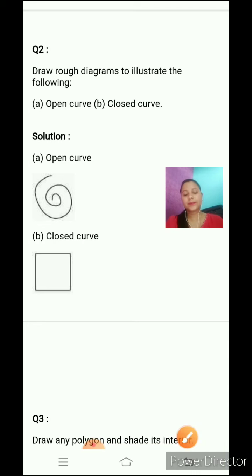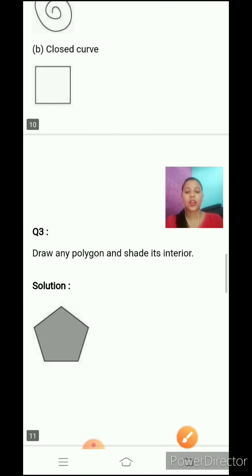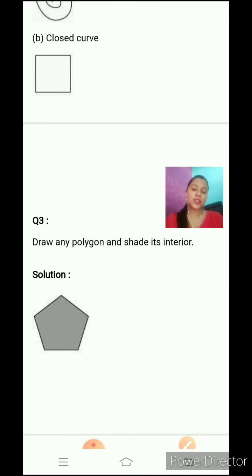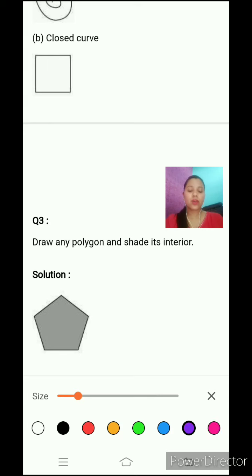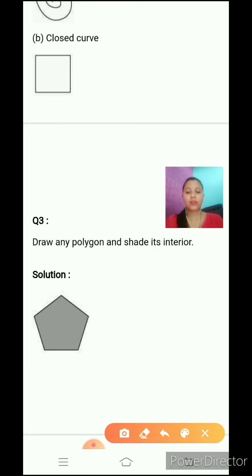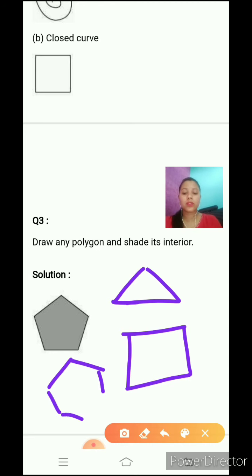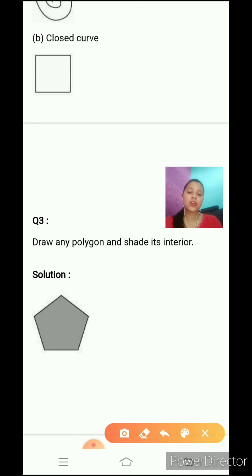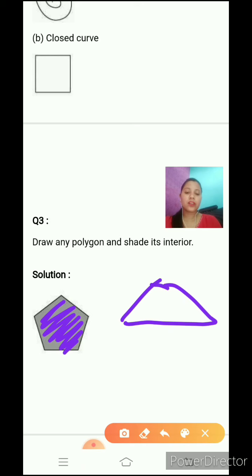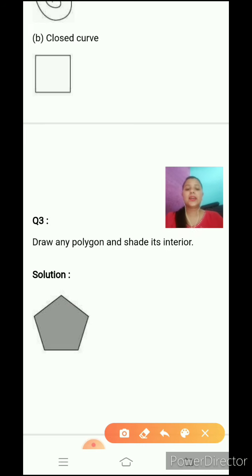Now question number 3. Draw any polygon and shade its interior. Here the diagram is of a pentagon. You have to draw any polygon. You can draw a triangle, a quadrilateral, or a hexagon also, but you have to shade its interior part. You already know the meaning of interior part. Suppose you have a triangle, so this is your interior part and this is your exterior part. Andar ka part interior and bahar ka part exterior.